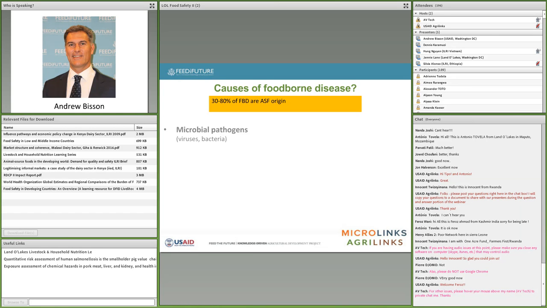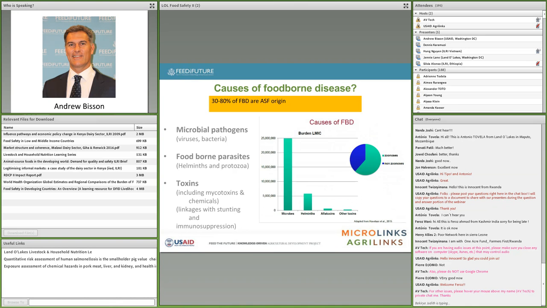There are three broad groups of pathogens: the microbial pathogens, the viruses and bacteria; foodborne parasites, helminths and protozoa; and toxins, including mycotoxins and chemicals. The graph here shows the relative contributions of these groups, and I saw in the quiz at the beginning you guys are spot on, but it's the microbial pathogens that really are in the top spot, often resulting in diarrhea, which accounts for at least 50% of the burden of disease.